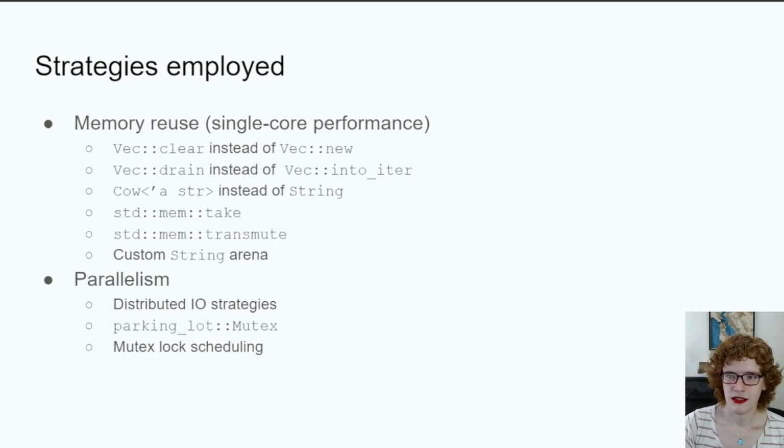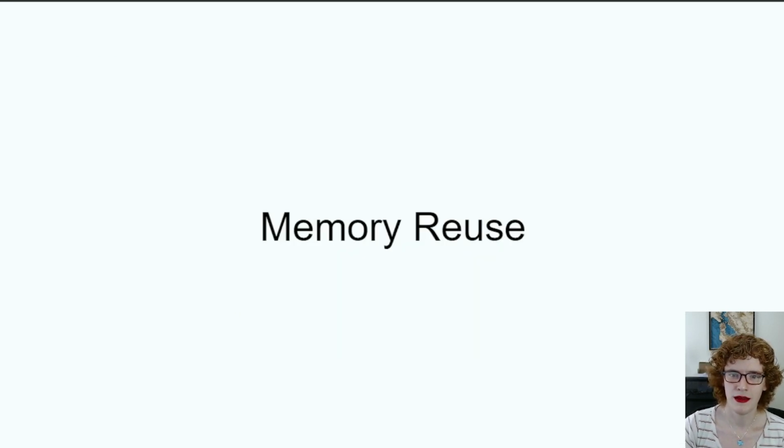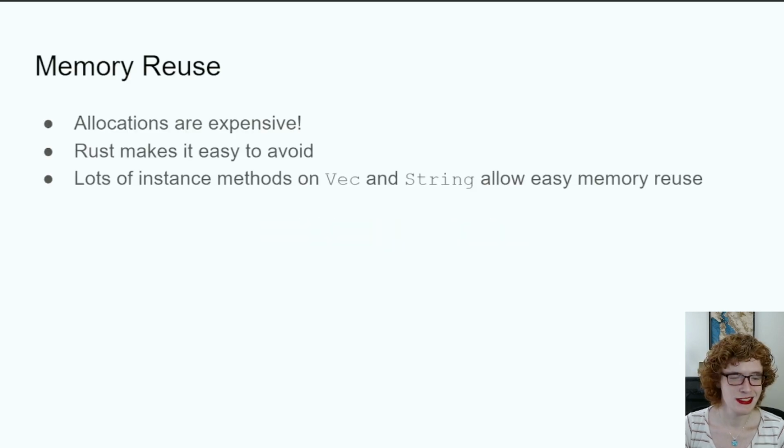Yeah, so let's first jump into the strategies that we could use for memory reuse. So broadly speaking, again, allocations are expensive. It is not free to ask the OS to set aside more memory for you, and it's also not free to ask the OS to deallocate memory for you. And especially in Rust, where we have drop, it can sometimes be expensive to deallocate types because you might run an expensive drop handler. So Rust makes it relatively easy to avoid these allocations.